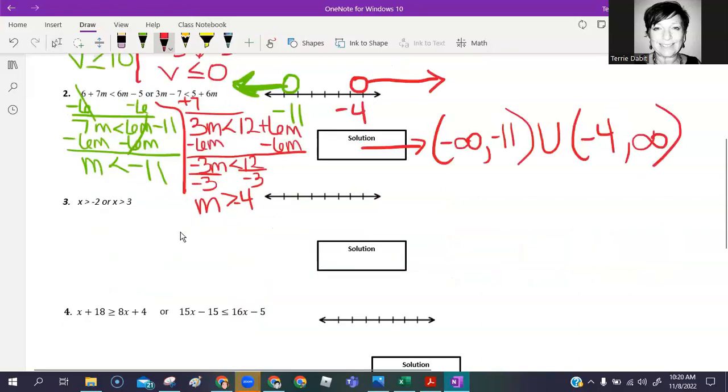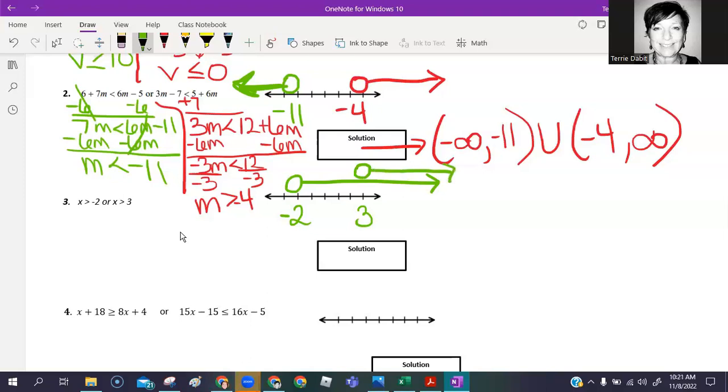Okay, number 3. Number 3, there's no math. It's ready to graph. I've got a negative 2 and a positive 3. It says at negative 2, I have an open circle and it's greater than. For the 3, I have an open circle and it's also greater than.